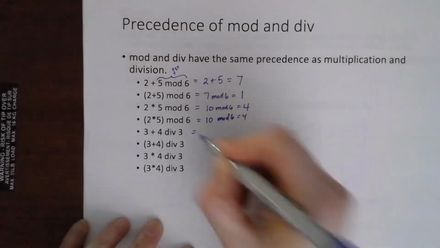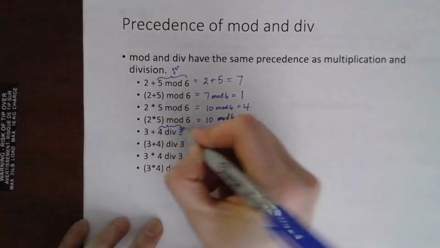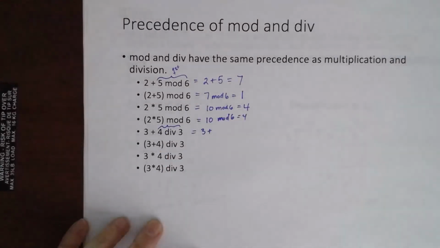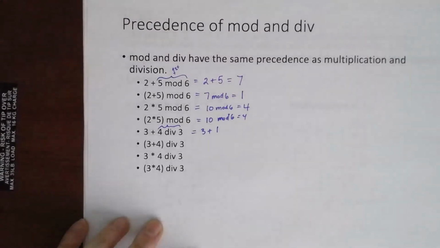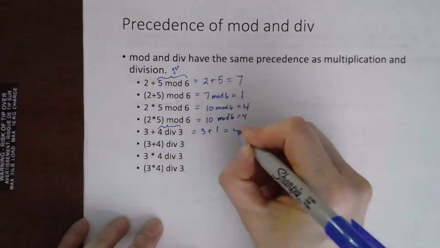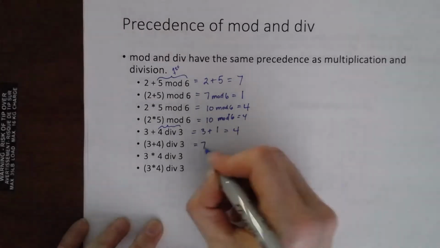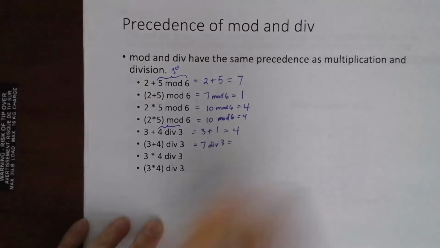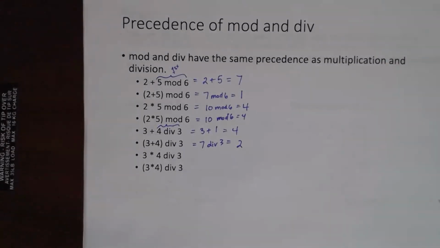How about 3 plus 4 div 3? What will happen first? The div will happen first. So we're going to get 3 plus, and what is 4 div 3? 1. 3 goes into 4 one time, so this will be 4. But if I put parentheses around the 3 plus 4, I'll do that first, and I'll get 7 div 3, which is 2, because 3 goes into 7 twice.